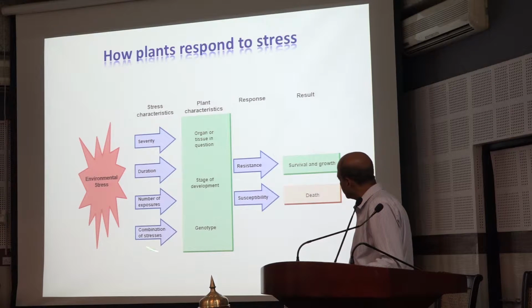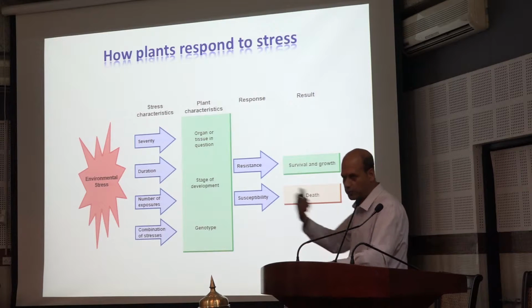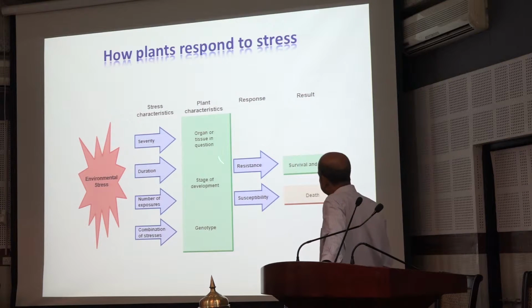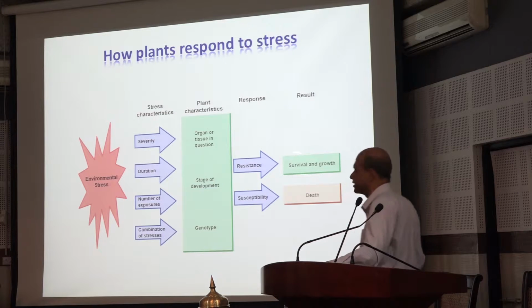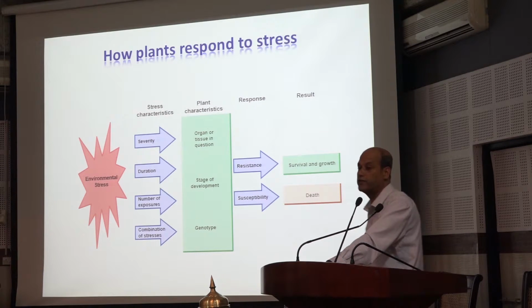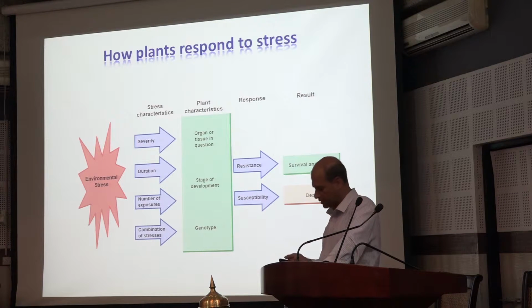Now, based on these characteristics, the response can be of two types. You can broadly classify the responses into two classes. One is resistance, another is susceptibility. If the genotype is resistant, obviously it will survive and it will yield product. And if it is hypersensitive, ultimately it will die. So death is the end result.